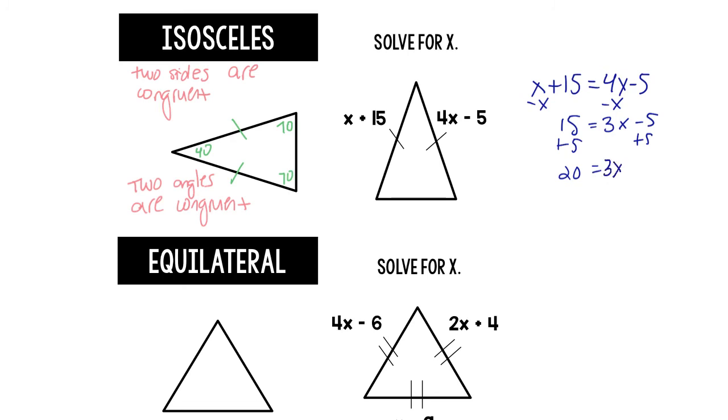20 equals 3x. And then we divide by 3 on each side, and we get x is 20 over 3.